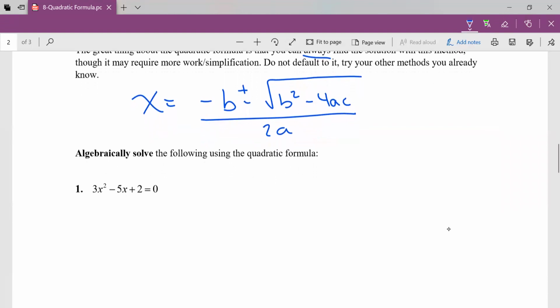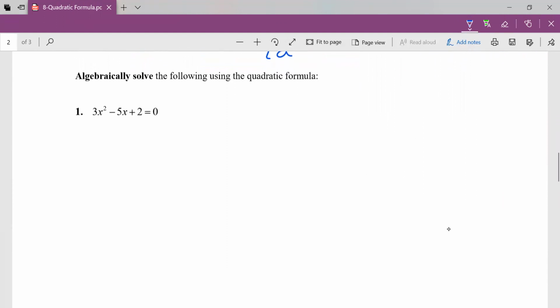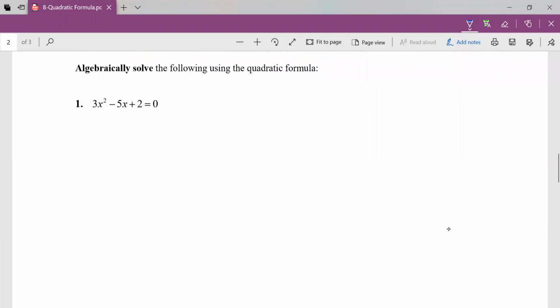Now, I'm not going to derive where this comes from, but I will tell you where it does come from: it's actually just completing the square on a standard form quadratic. That's actually where it comes from. So I want you to think the quadratic formula is nothing more than someone has given us a formula for completing the square in general. That's all it is. So here we go. Let's take a look at this.